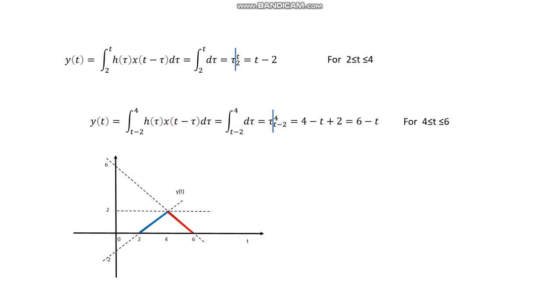A couple of things to notice here is that the duration of this response is now 4 units, from 2 to 6, although the input duration was, if you remember, from 0 to 2, only 2 units. And the other thing to notice is that the maximum amplitude of this response actually hits 2, although the amplitude of the input signal was only 1. And again, that's a result of the superposition of all these unit impulse responses to each of the input impulses.